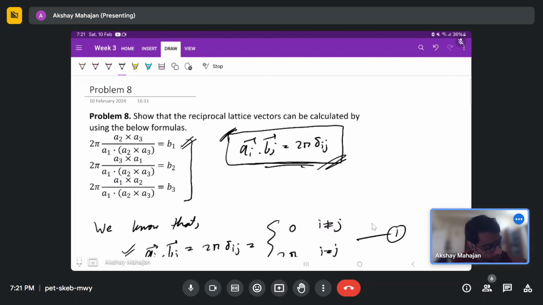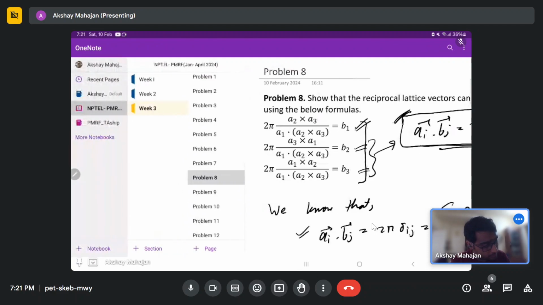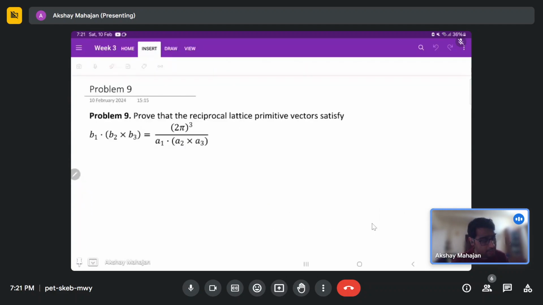So this you can try on your own. You can just use these two definitions and check that for b2 vector and b3 vector, they also satisfy this condition: ai vector dot bj vector is 2 pi delta ij. Alright, let's go to problem number 9.